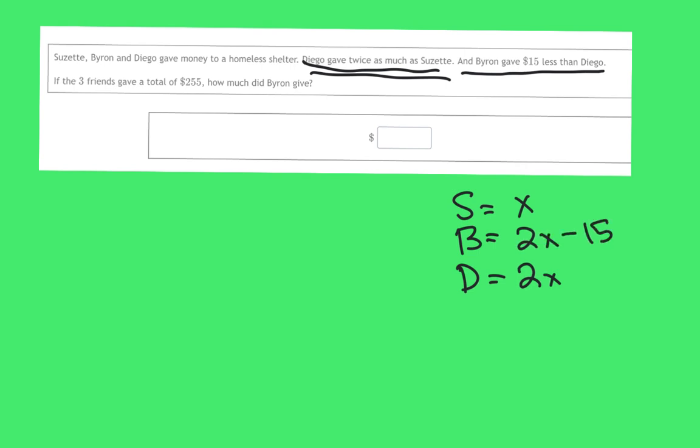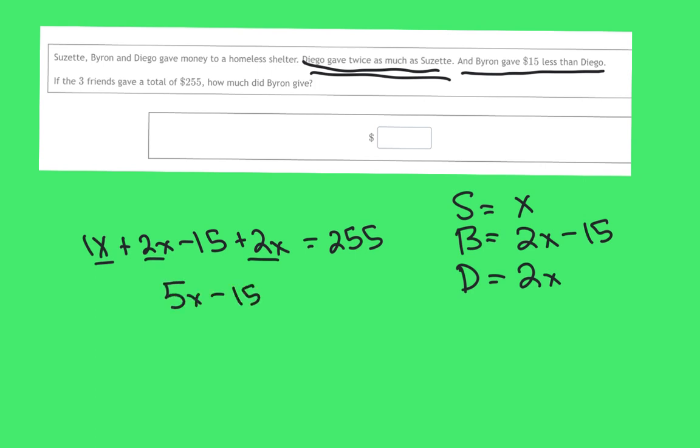And then it said all together they gave 255. So basically X plus 2X minus 15 plus 2X equals 255. And we can combine like terms. And we have 1X plus 2X plus 2X, which is 5X minus 15 equals 255. Then we have to add 15 to both sides. That cancels out, and we get 5X equals 270.